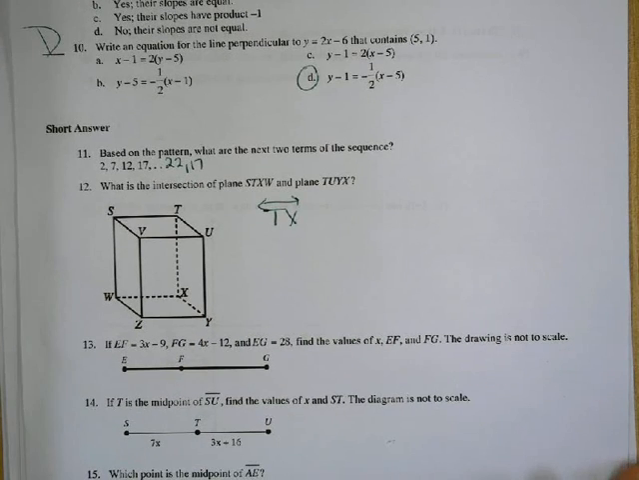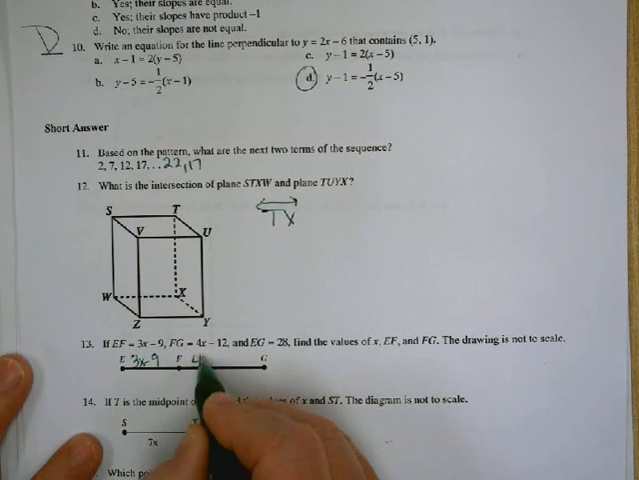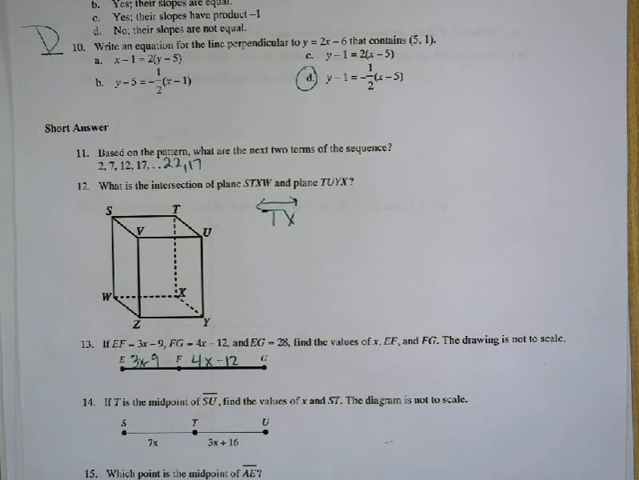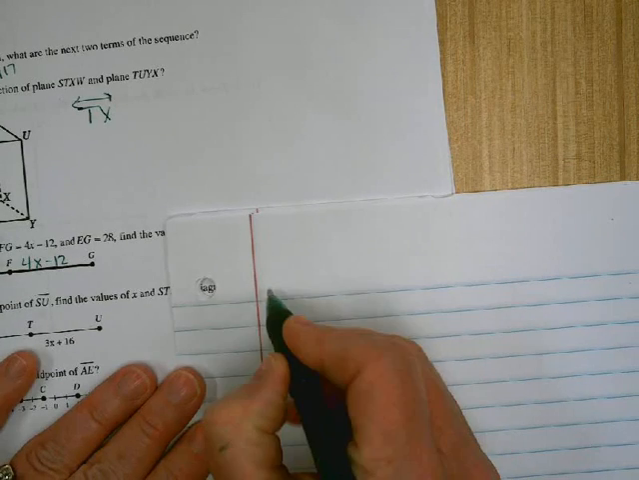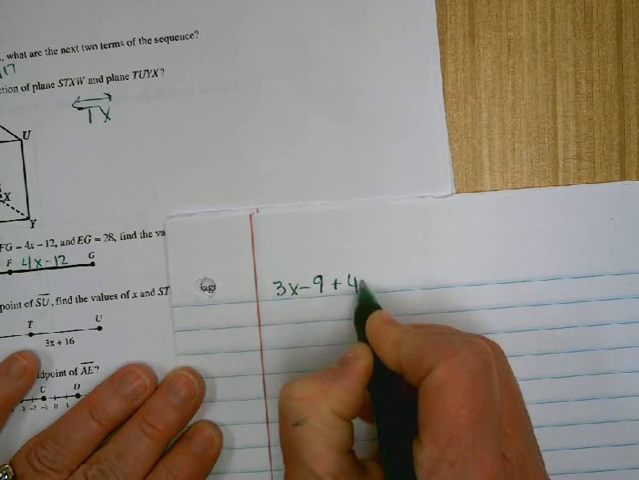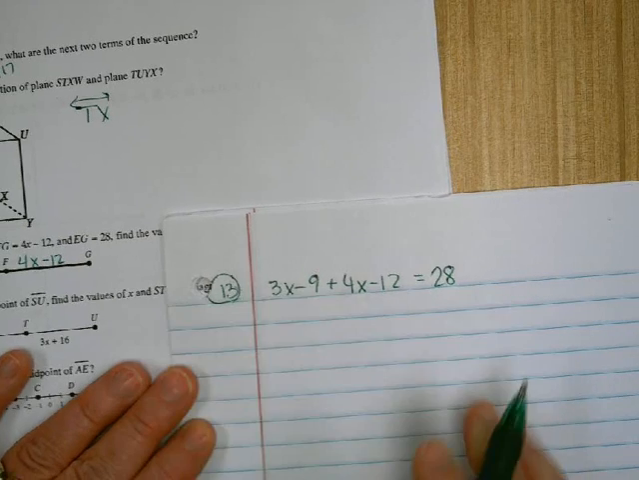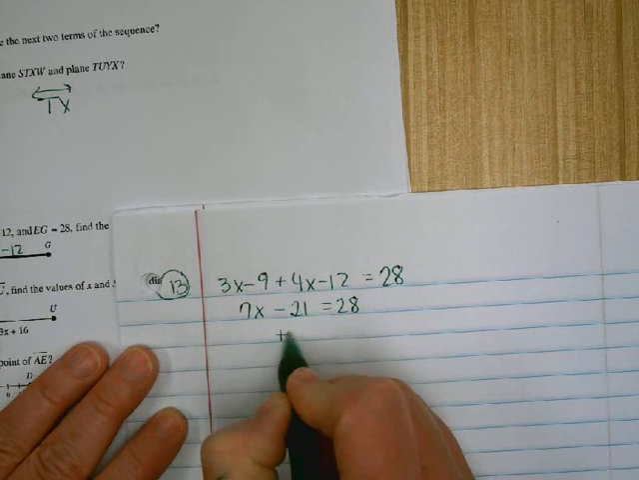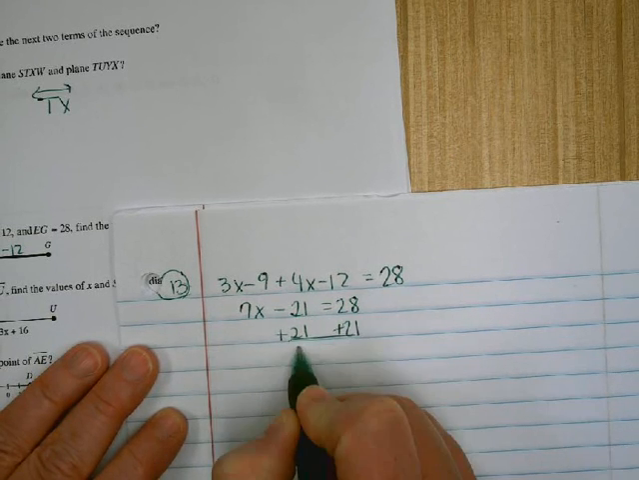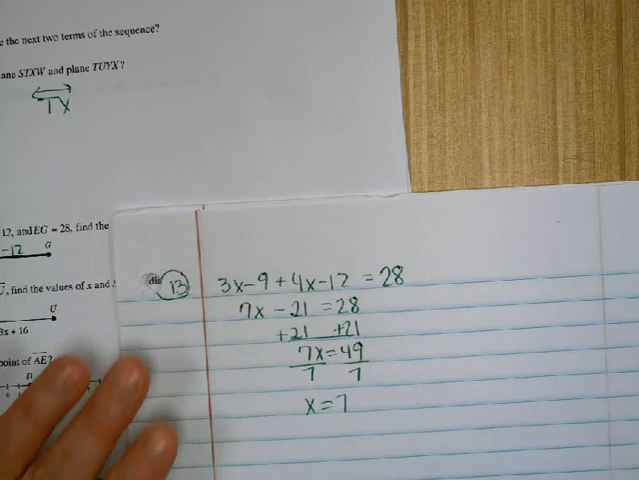Number 13. EF is 3x minus 9, and FG is 4x minus 12. And altogether, the line segment is 28. So what we need to do on that problem is add 3x minus 9 plus 4x minus 12 equals 28. So we have 7x minus 21 equals 28. Add 21. 7x is equal to 49. Divide by 7. X is equal to 7.